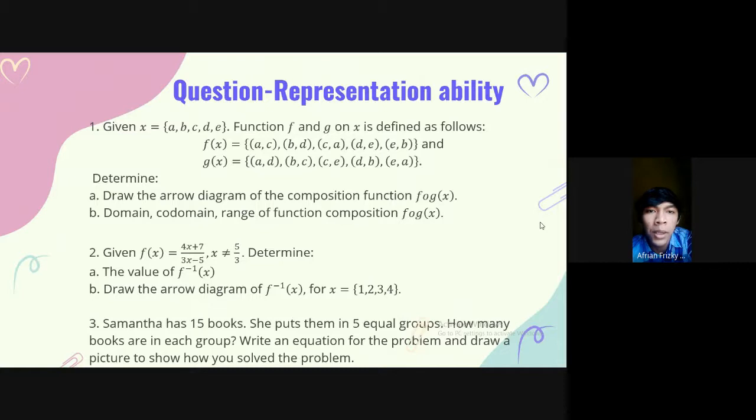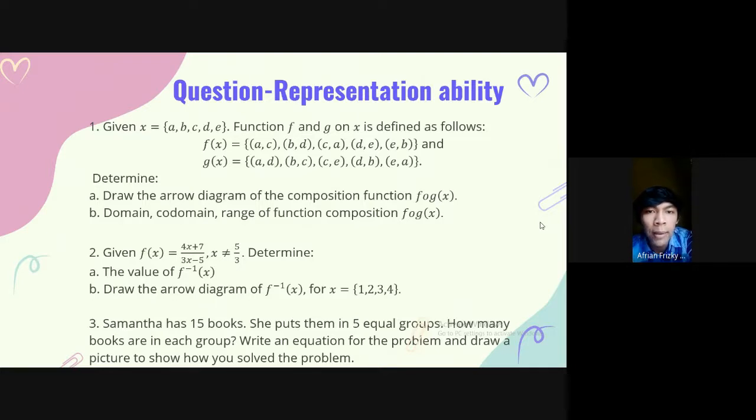And for B, domain, codomain, and ring of function composition f circle g(x). And the second, if given f(x) is equal to (4x plus 7) divided by (3x minus 5), where x is not equal to 5 over 3, then determine the value of f inverse x and draw the arrow diagram of f inverse x for x is equal to 1, 2, 3, and 4.